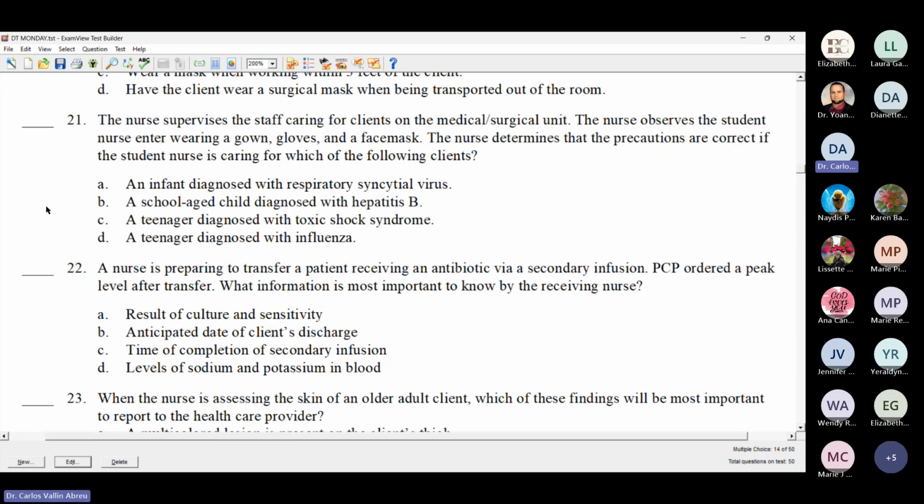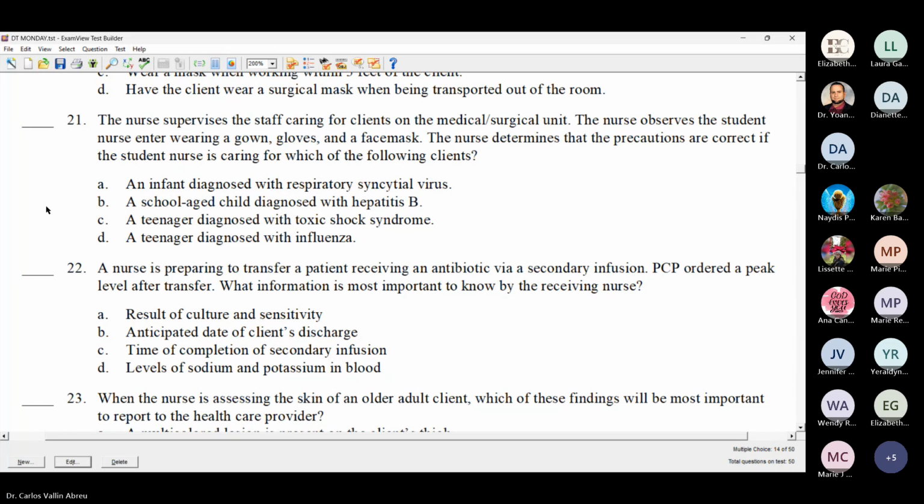So this is not the correct one. A school age child diagnosed with hepatitis B. For hepatitis B, you have standard precaution. So obviously there is no need of face mask. The gowns and gloves could be needed if you are going to do a procedure where you expect a splash, but it is not mentioned there. So it's not the client with hepatitis B. A teenager diagnosed with toxic shock syndrome. Toxic shock syndrome is standard precaution, so it doesn't require face mask.